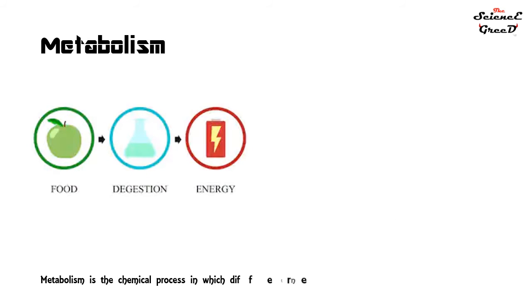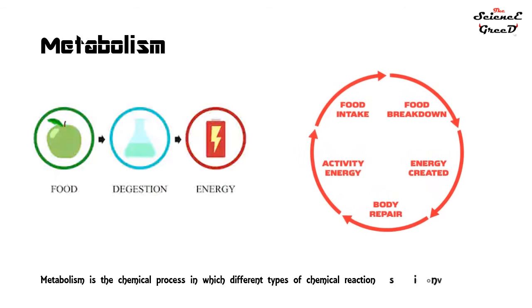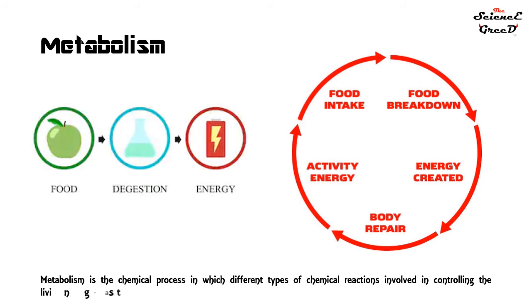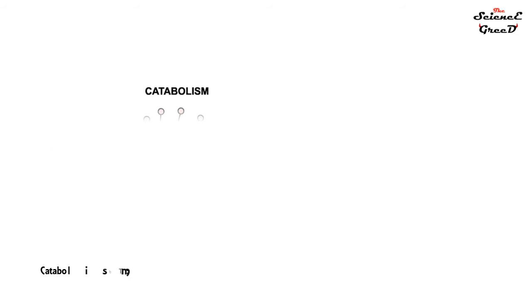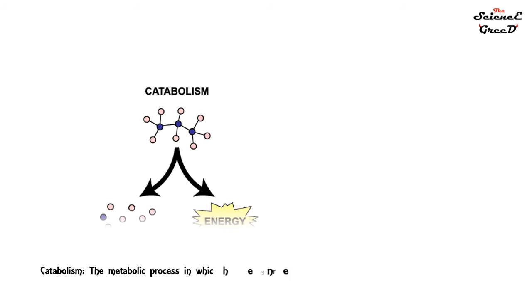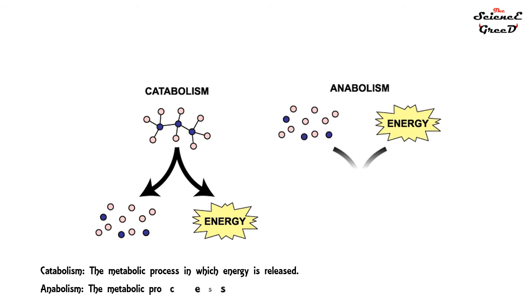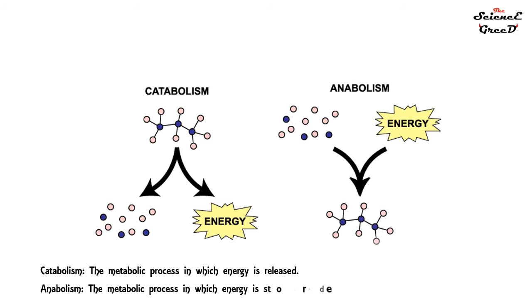Metabolism is the chemical process in which different types of chemical reactions are involved in controlling the living state of the cells in an organism. It is broadly classified into catabolism and anabolism. Catabolism, the metabolic process in which energy is released. Anabolism, the metabolic process in which energy is stored for further requirements.